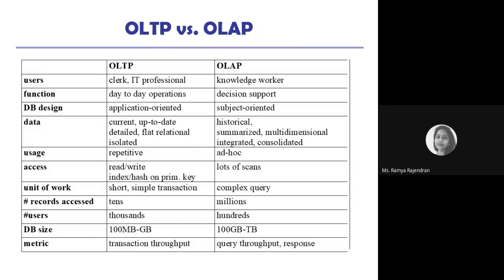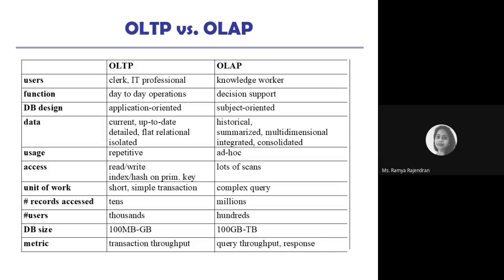Next, we have to discuss online transaction processing and online analytical processing. These are two types of processing which happen in your databases and data warehouses. OLTP stands for online transaction processing. OLAP stands for online analytical processing. So who uses online transaction processing? The clerks and IT professionals, people who do data entry, they use OLTP. Whereas the knowledge workers like analysts, BI experts, data scientists, data analysts, they use OLAP, online analytical processing.